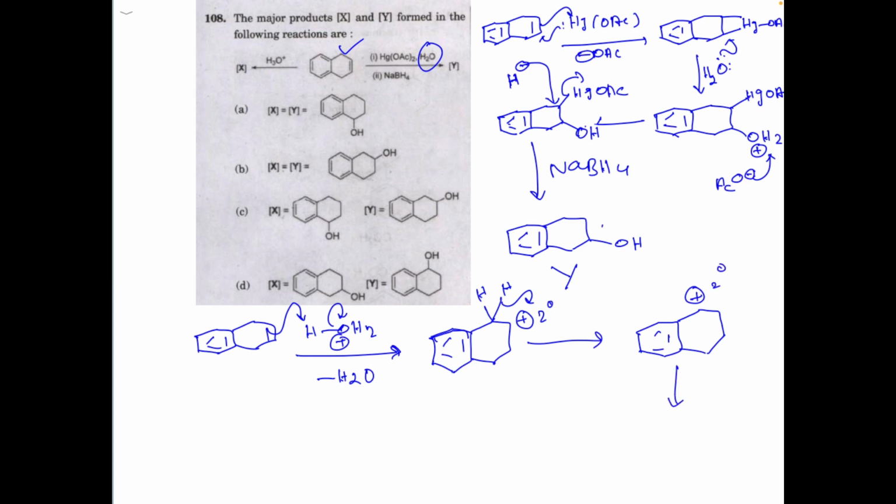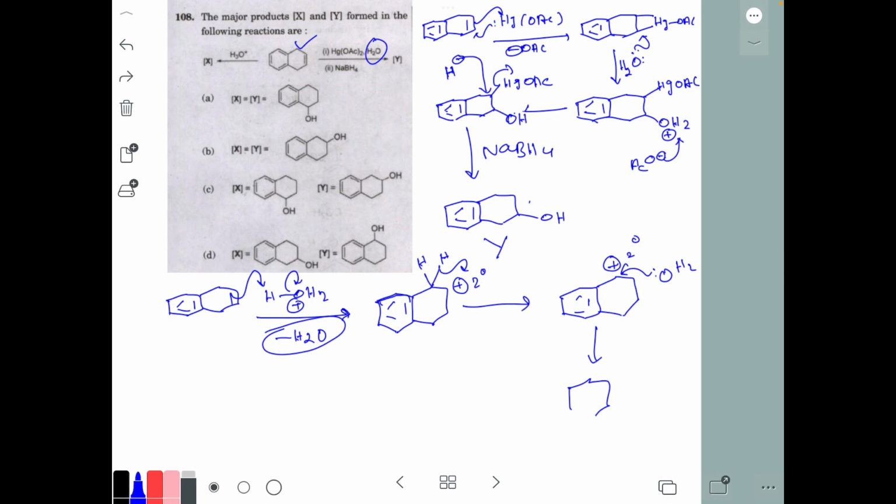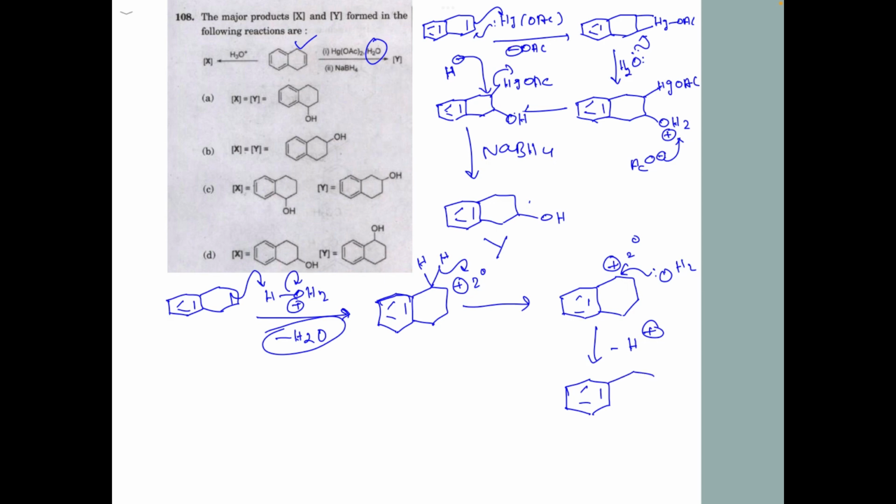secondary carbocation. This intermediate will react further with this water and we will have this product as X. So the correct answer is C.